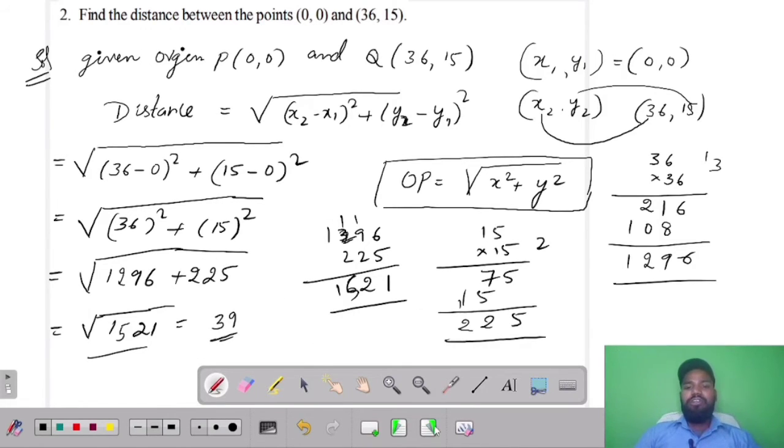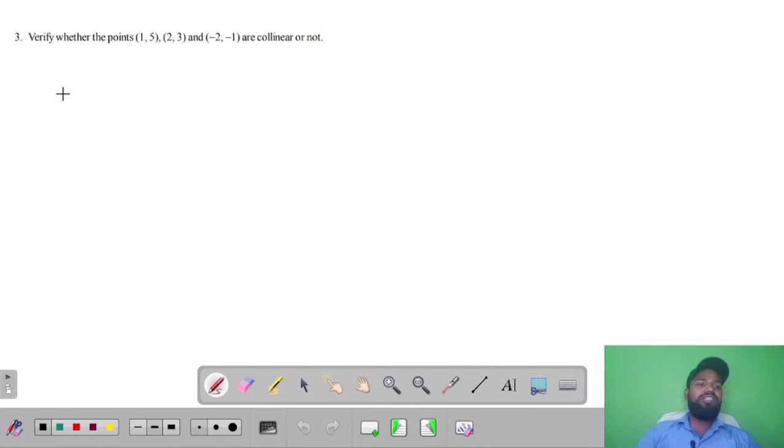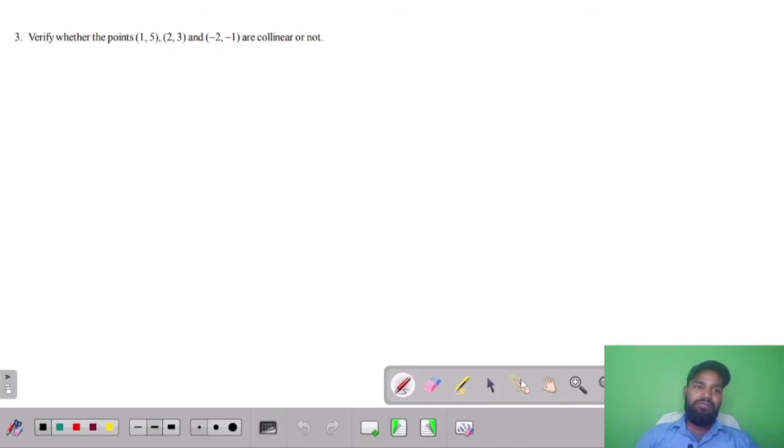Okay, moving to the next question. What is the next question given here? The next question is, verify whether the points 1 comma 5, 2 comma 3 and minus 2 comma minus 1 are collinear or not. So we should know whether they are collinear or not. What is meant by collinear? We should know that first.